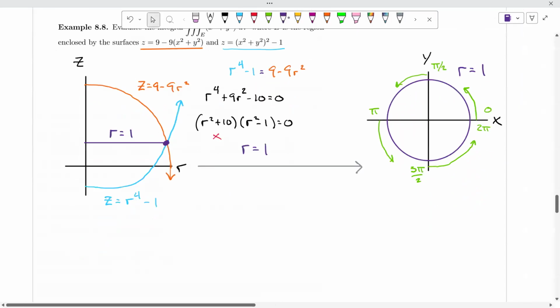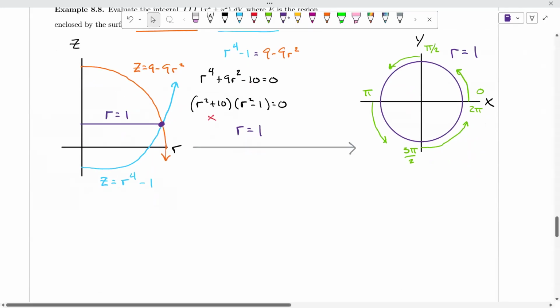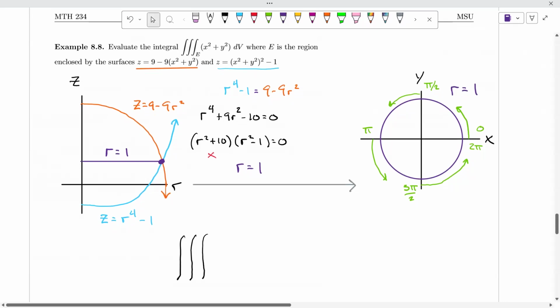But once we get to here, then it's just a matter of doing the triple integral, which hopefully won't be too bad. This is the triple integral of, let's see, we were doing r squared dV. So this will be r squared times r dz dr d theta.